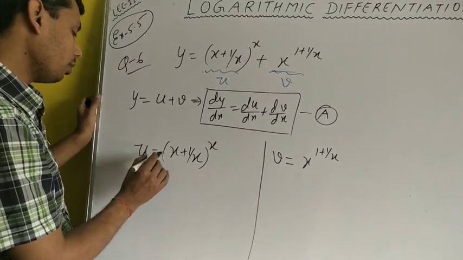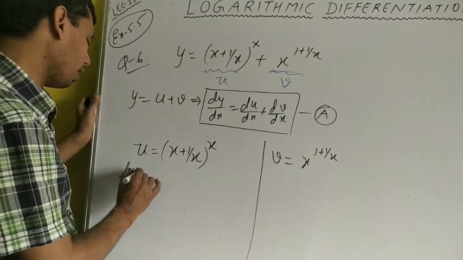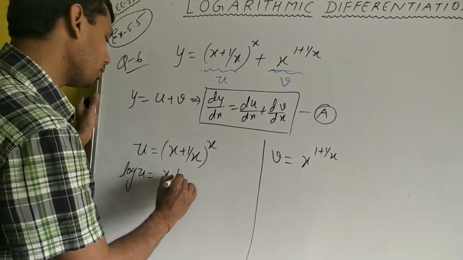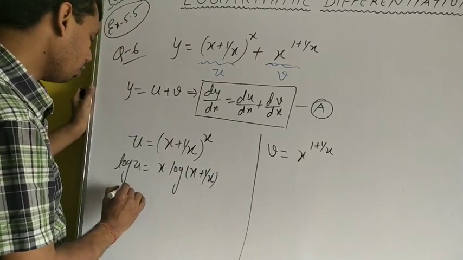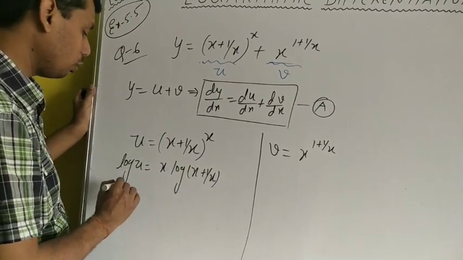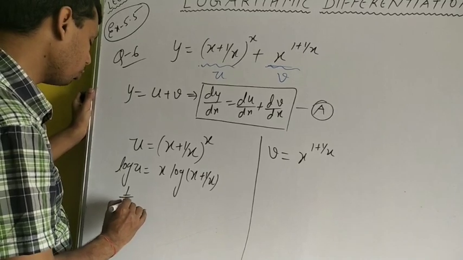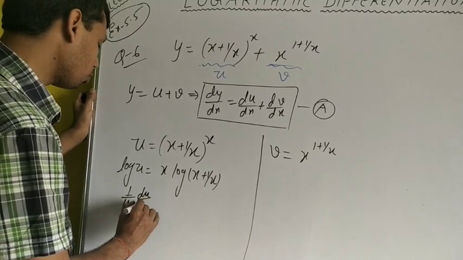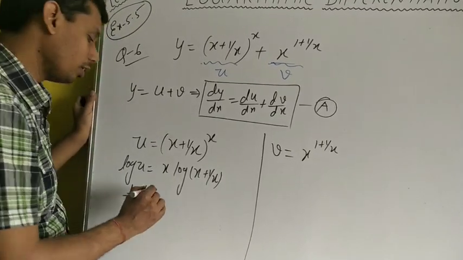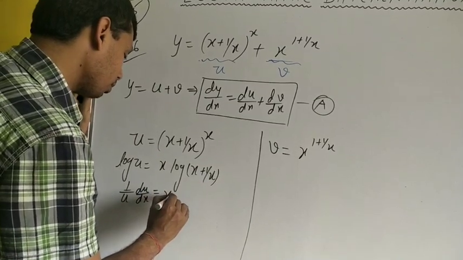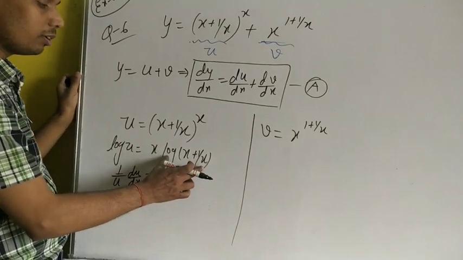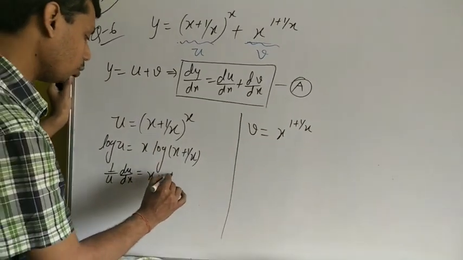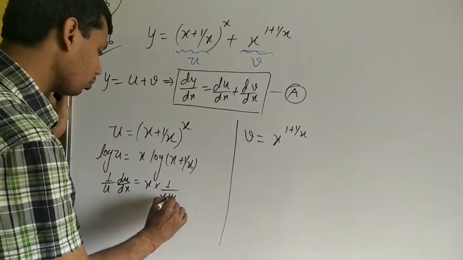Now see, if we take log on both sides, log u will be equal to x log (x plus 1 by x). Now if we differentiate this with respect to x, the differentiation of log u is 1 by u times du by dx. This is equal to, keeping x constant and differentiating the log, x into 1 by x plus 1 by x.